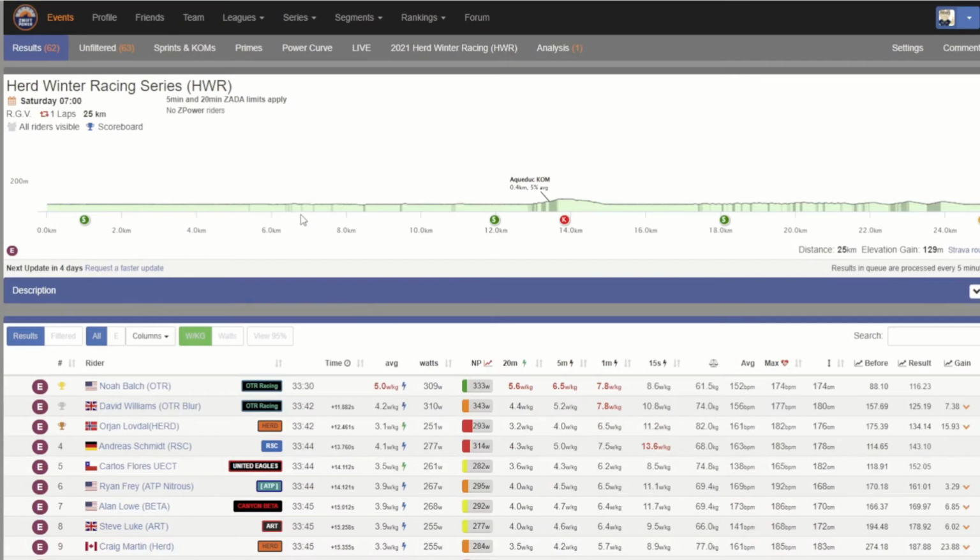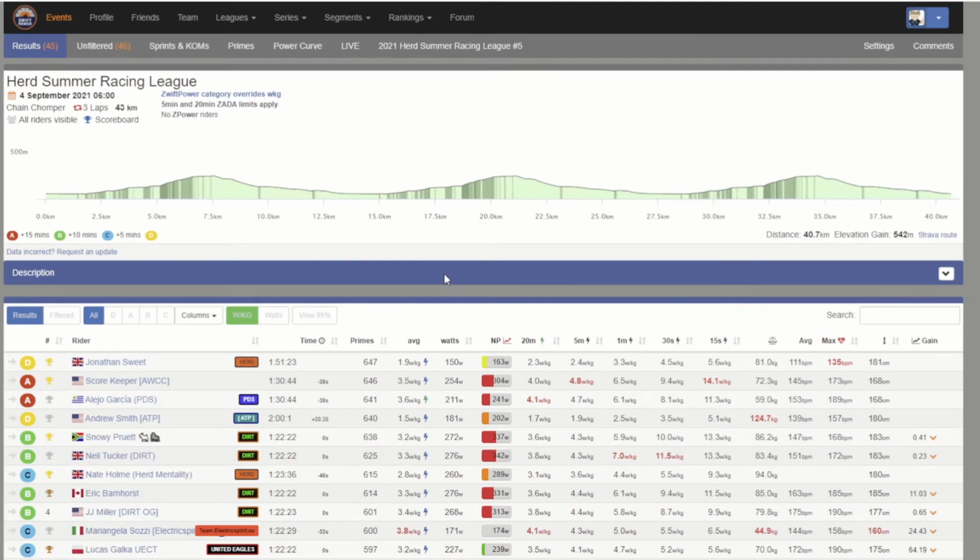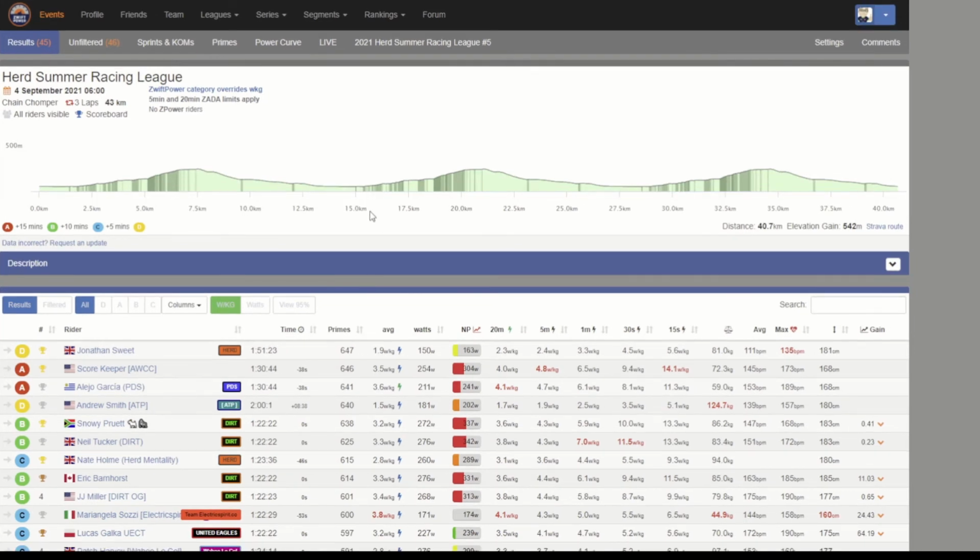Now I'm going to switch over to a points race. This is one of my favorite formats, the Herd Summer Racing League. The scoring is for every climb and every sprint. There are points awarded, 50 points for the winner, 49 for second, and all the way down for the top 50. This is by category, not all together, and it is fastest time through each segment, not first through the segment. Pretty much as different from the previous race as it gets.